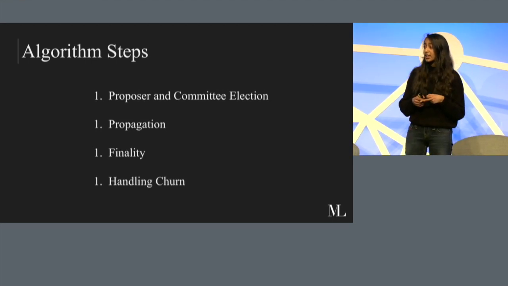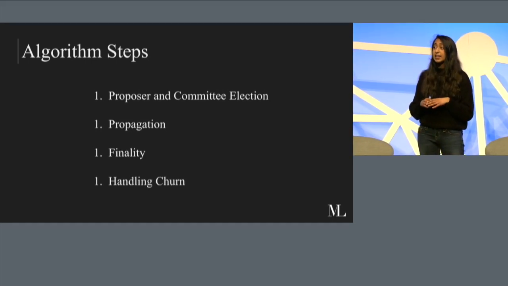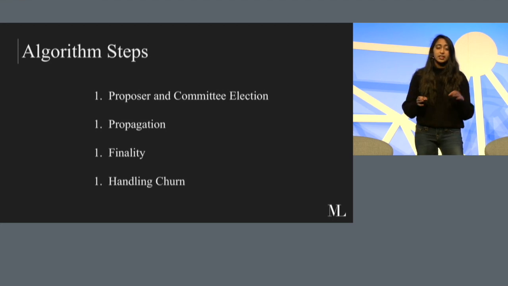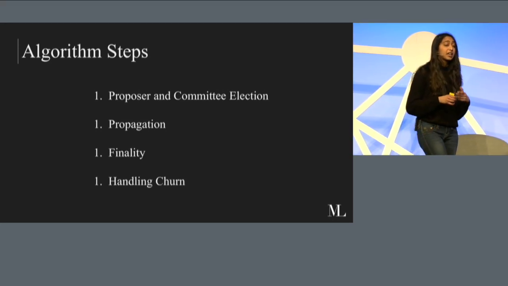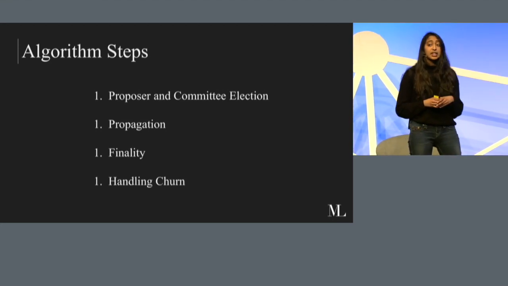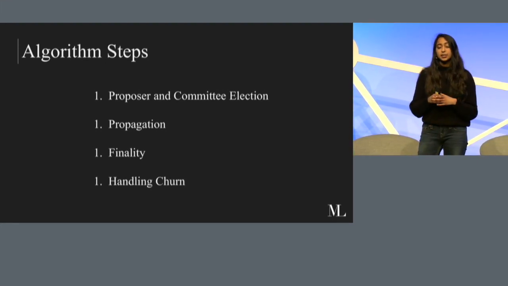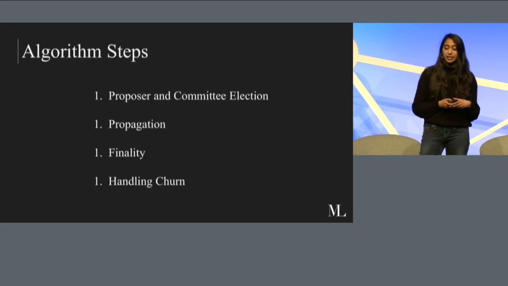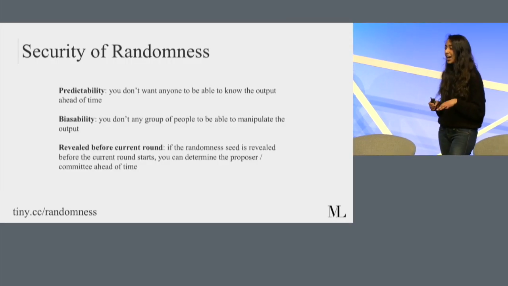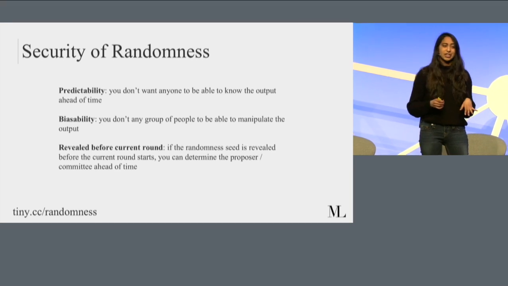Then once we've decided what our block is, we'll want to propagate that to the rest of the network. Then we want to ensure that that block gets finalized. And then for many of these protocols, we also want to be able to handle churn, so handle participants both joining and leaving the network. And so we'll go ahead and dive a little bit deeper into a couple of those steps.